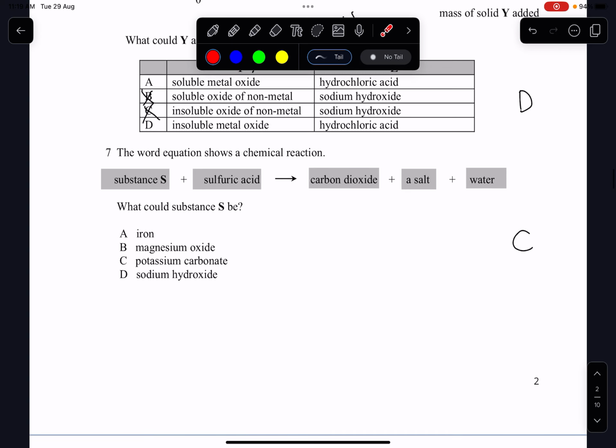Question 7. What could substance S be? Notice you formed carbon dioxide, salt and water. S must be a carbonate. Answer is C, potassium carbonate.